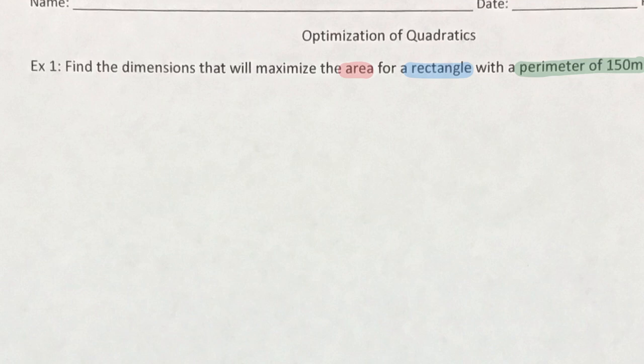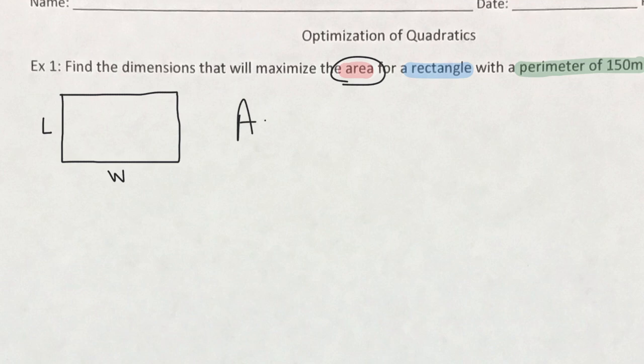So we have a rectangle. We're going to first draw your rectangle and put down the two formulas that we know for your rectangle. If this is the length and this is the width, what is the area formula for a rectangle? Area equals length times width. It's a product of two dimensions and it has a squared unit.